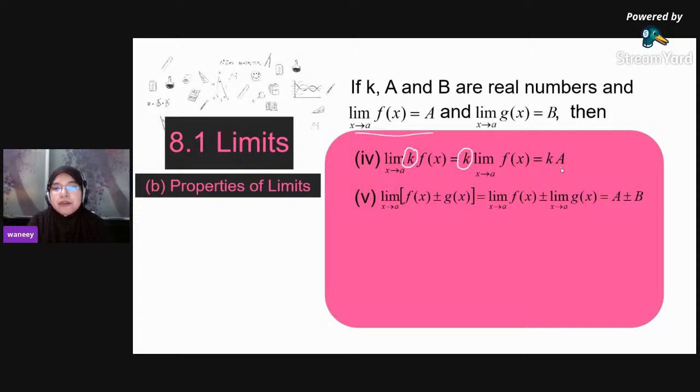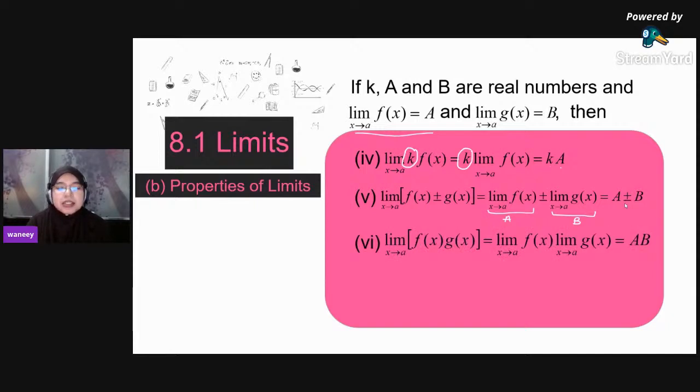Right, so if you have the limit as x approaches a of f(x) plus or minus g(x), we can separate the limit into two. So it will become the limit as x approaches a of f(x) plus or minus the limit as x approaches a of g(x). The one on the left-hand side we already determined earlier. This is a. Meanwhile, this is b. So that is how you know it's supposed to be a plus or minus b.